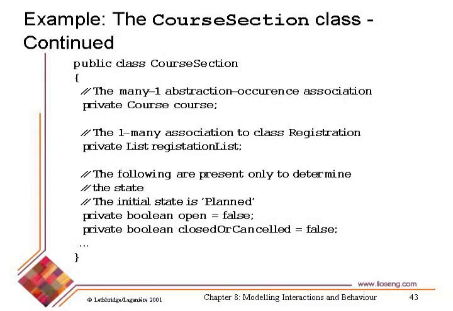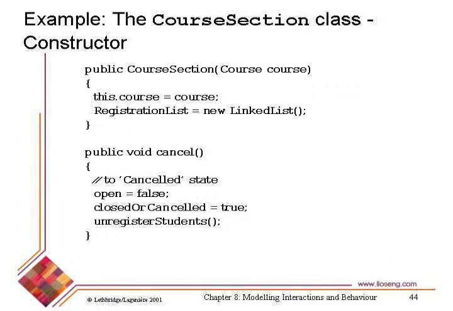Okay, we have our constructor that is going to set up the course that we're a section of and an empty list. So when the constructor is called, we're now going to go into planned state. If you look at things carefully, you'll realize that because open and closed or cancel start out as false, and this new linked list starts out as empty, that is our definition of being in planned state, those three things. Okay? So we're in planned state.